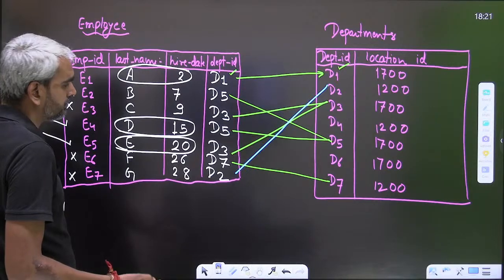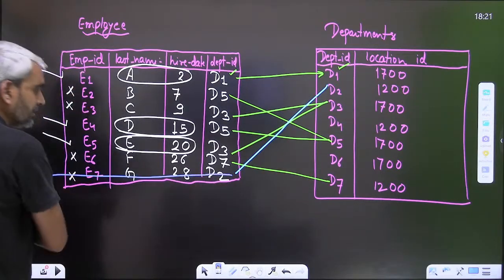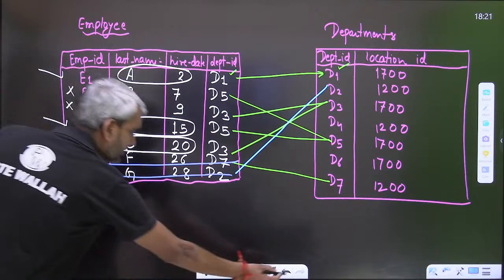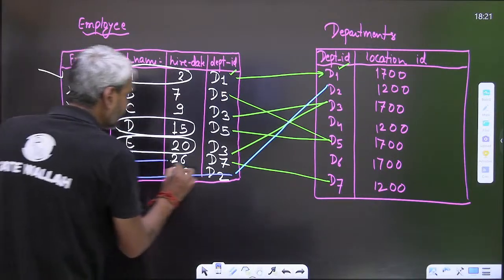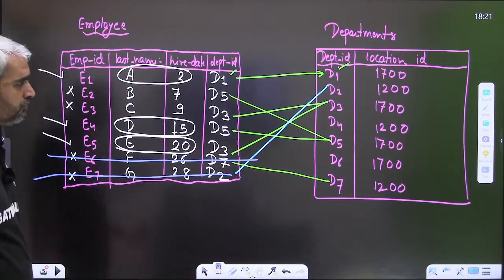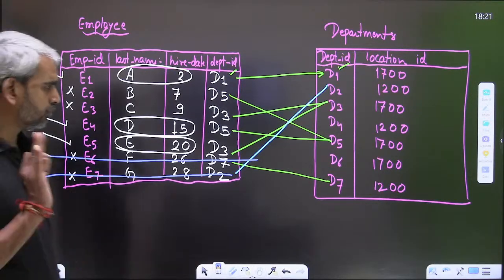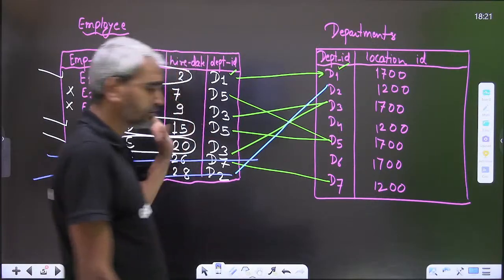this tuple, so it will not get selected. It will not be true for D7, so it will also not get selected. If the tuple is not selected, then the grouping will not be performed on it. For all the other tuples, D1, D5, D3, D1, D5, D3, all are from location 1700. So all other tuples will be selected.